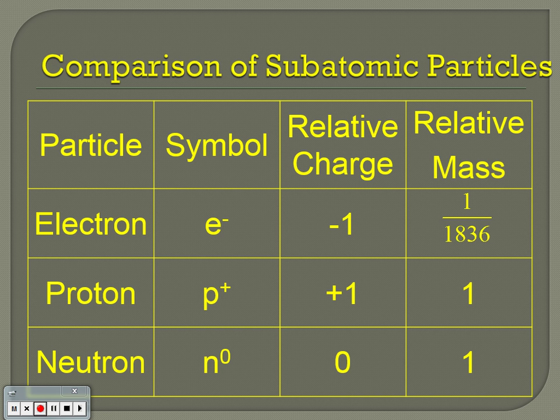So electrons and protons have an equal amount of charge. Just one's positive and one's negative. So what will they do to each other? Basically cancel each other out, right?